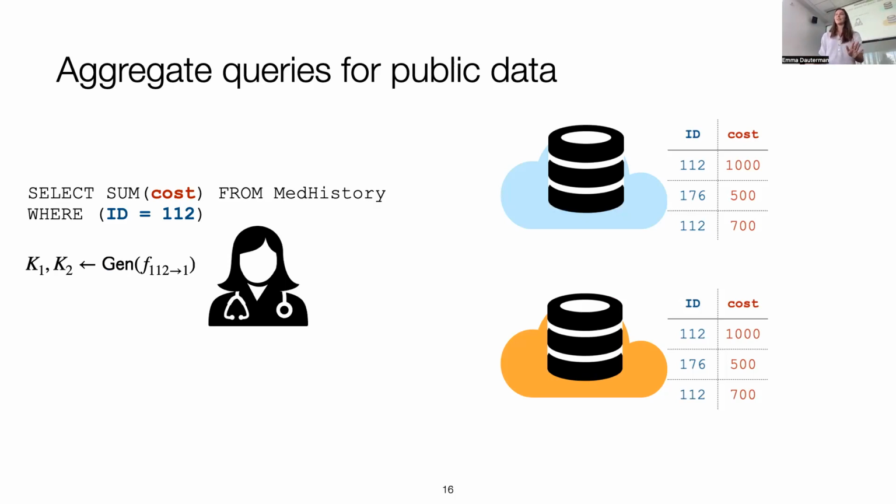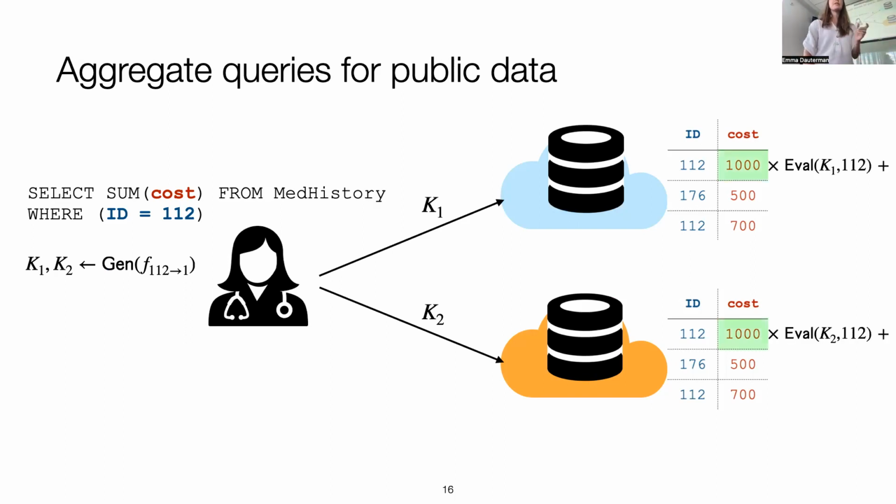Just going to use this informal syntax here for this function for the rest of this talk. So we're going to send key K1 to the first server and key K2 to the second server. And now for each of the rows, we're going to evaluate the key at the ID in that row and then multiply it by the cost. So here we're selecting patient ID 112. That's going to evaluate to be a share of 1. We multiply that by the cost, we get shares of 1,000.